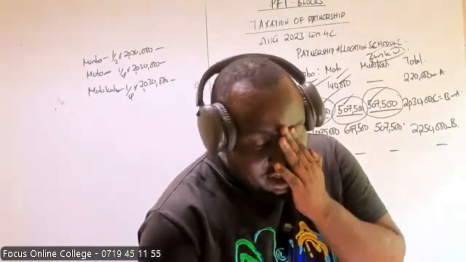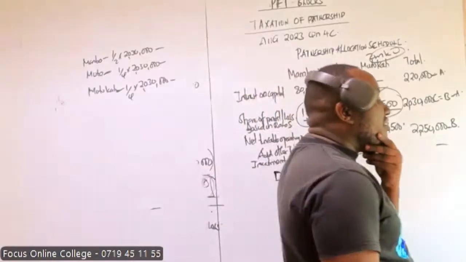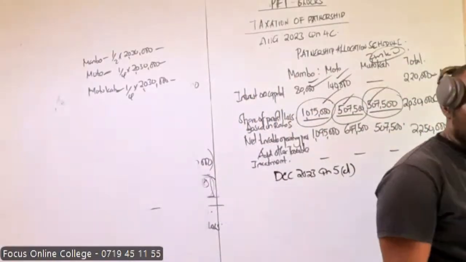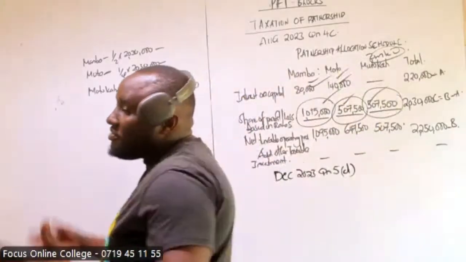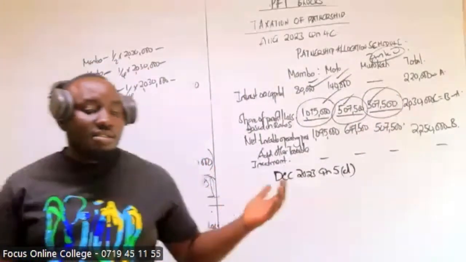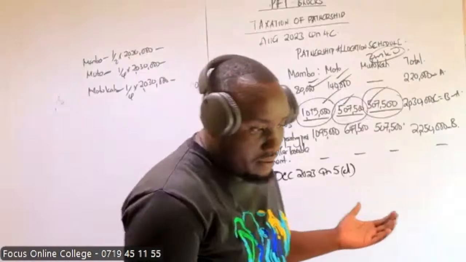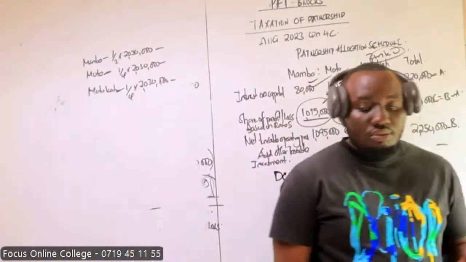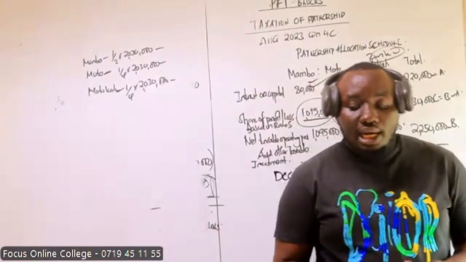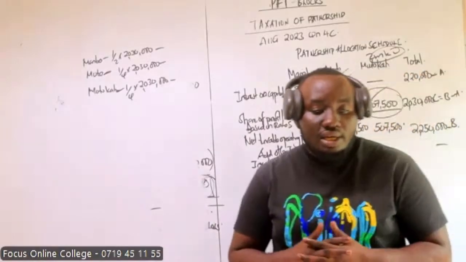How do we treat inventory that has been overvalued? What do you do to the inventory that has closing stock that has been overvalued? Do we have them in the notes? So overvalued inventory.